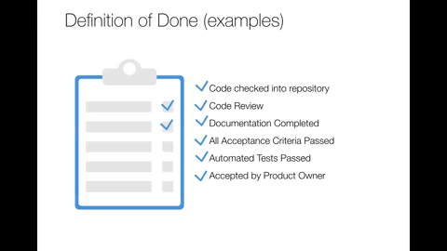Some examples that I've given here are, the code might have to have been checked into the repository. Maybe you've done a code review with the team. Documentation is complete, that you've passed all your acceptance criteria, right? Maybe your automated tests have passed, the product owner has looked at it. These two definitions are very important to help bookend and create proper user stories that have the right level of detail that avoids churn.